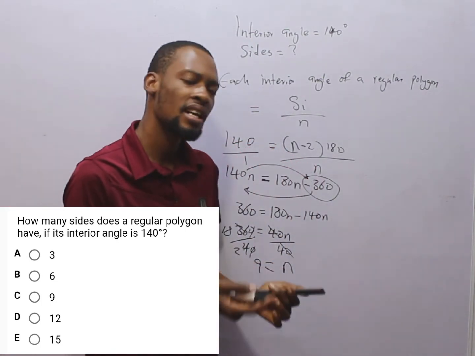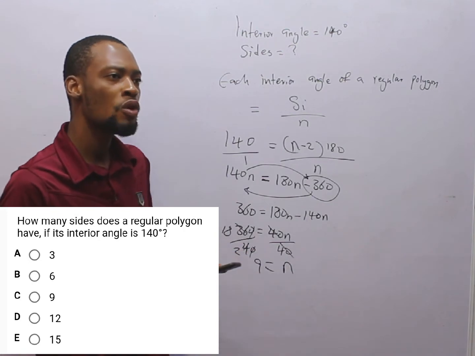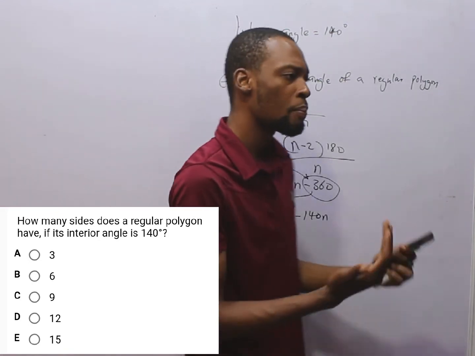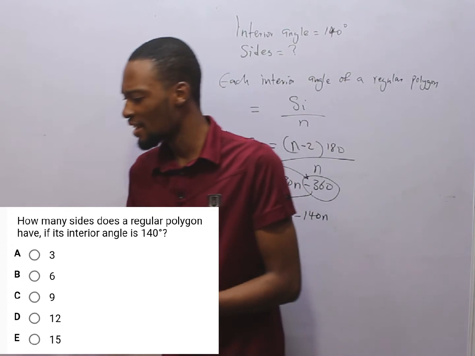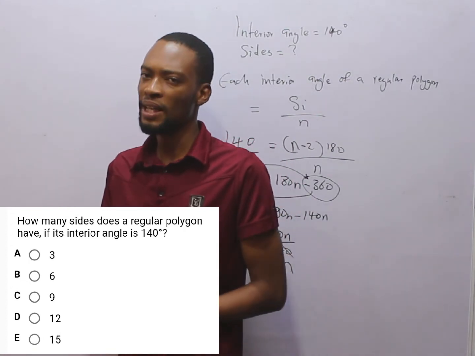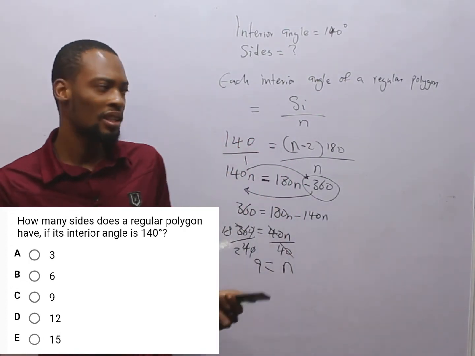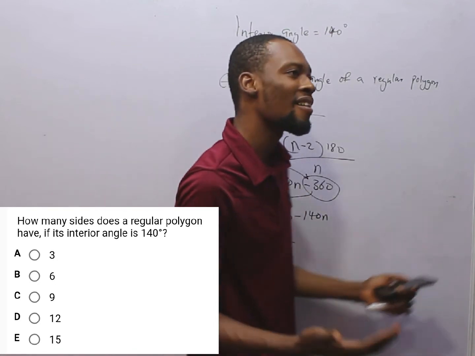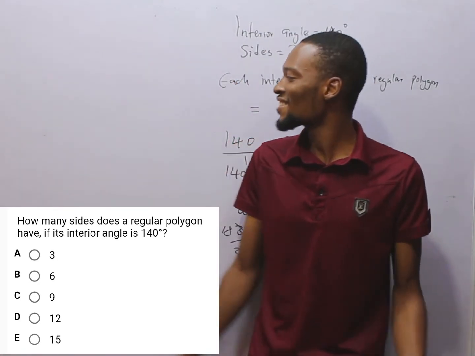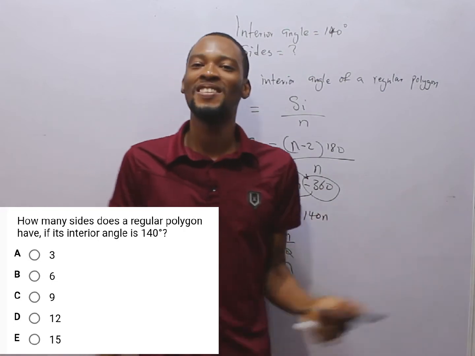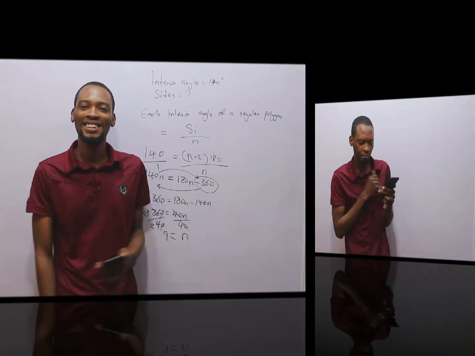3 sides, triangle. 4 sides, quadrilateral. 5 sides, pentagon. 6 sides, hexagon. 7 sides, heptagon. 8 sides, octagon. 9 sides, nonagon. And 10 sides, decagon. So that is it for this question. Let's see the next question.